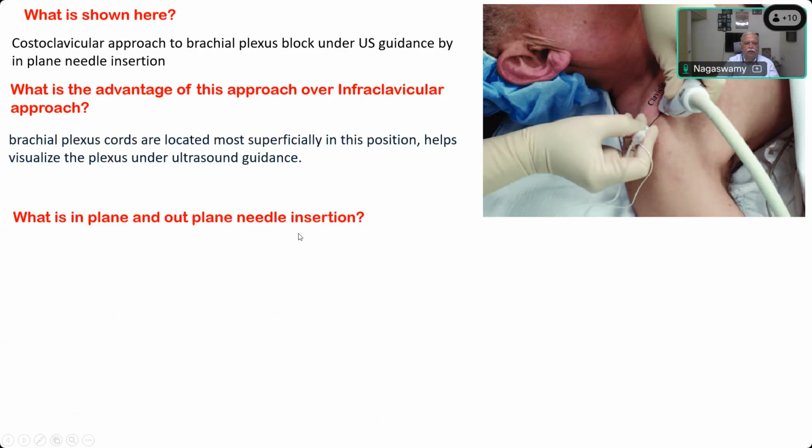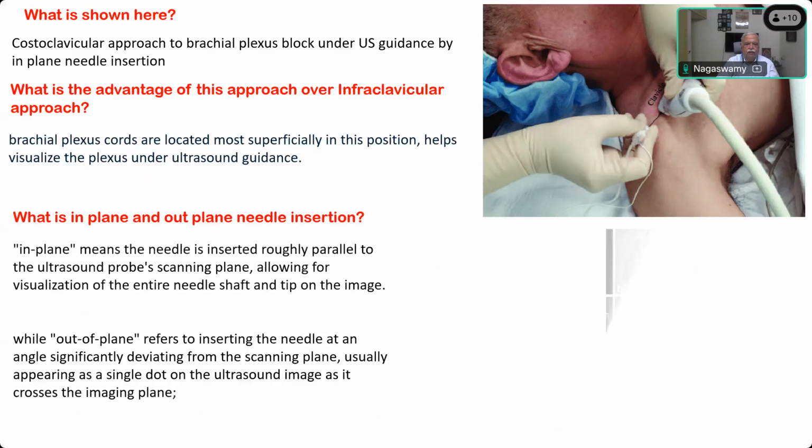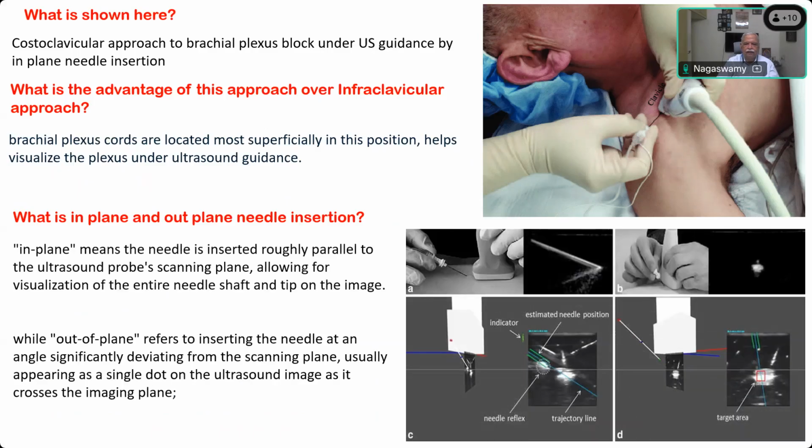What is in-plane and out-of-plane needle insertion? In plane is we place the needle parallel to the transducer to visualize the entire length of the needle. Very good. Out of plane is perpendicular to the transducer, and you will see only a dot, the tip of the needle. Okay, excellent. So you can see this is the in-plane. You can see the entire needle going through that. Whereas here you are going in the middle of the transducer and you are seeing only a dot.